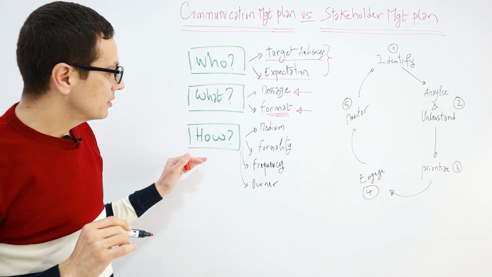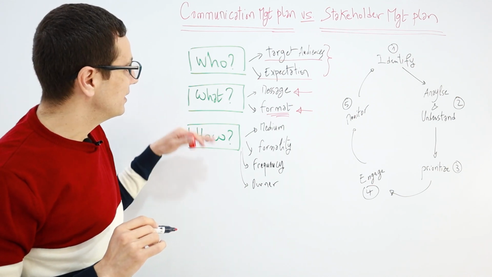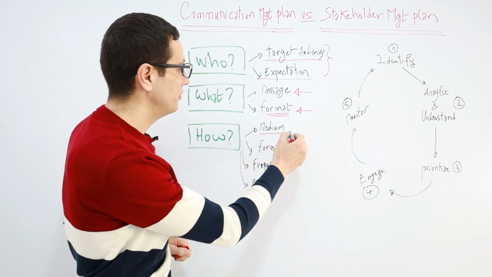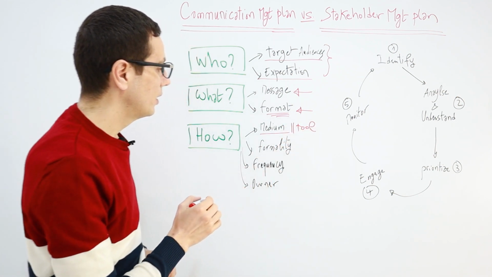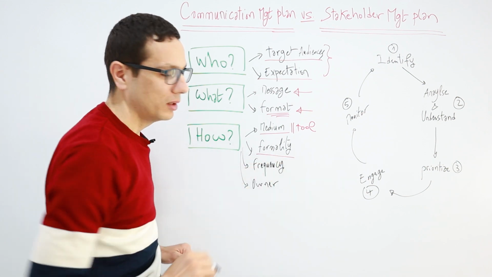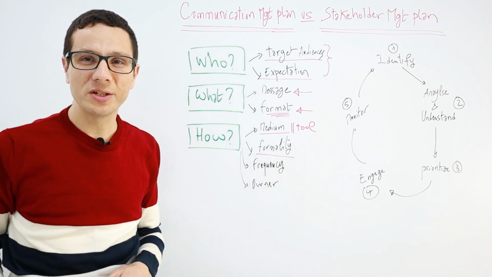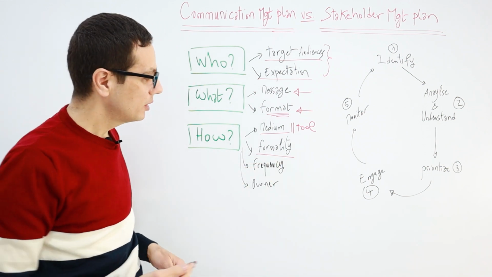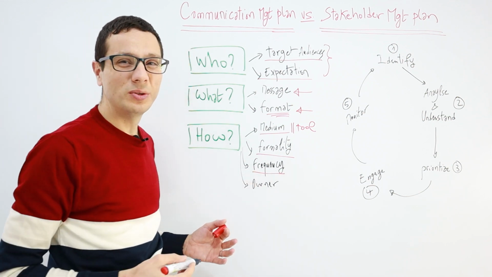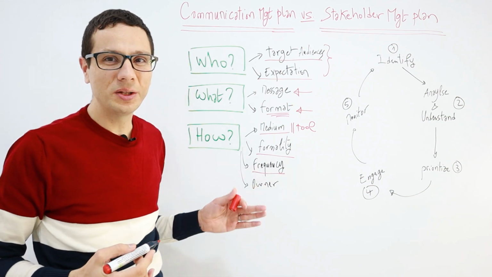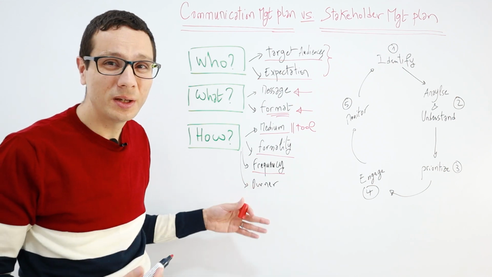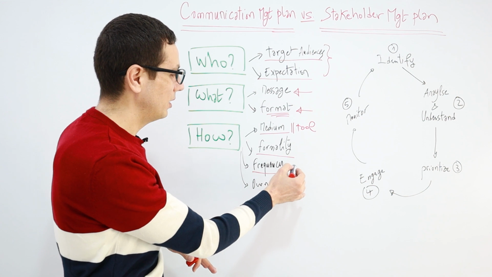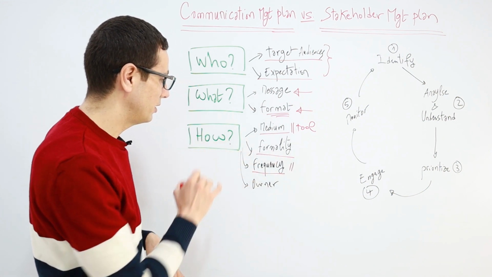And the third part is how we are going to deliver that message. The delivery or the tool that we are going to use, the formality, whether it's a formal message or informal communication, the frequency, whether we should update the stakeholder or get in touch with the stakeholder once a month or once a week. So all these details should be defined in the how.